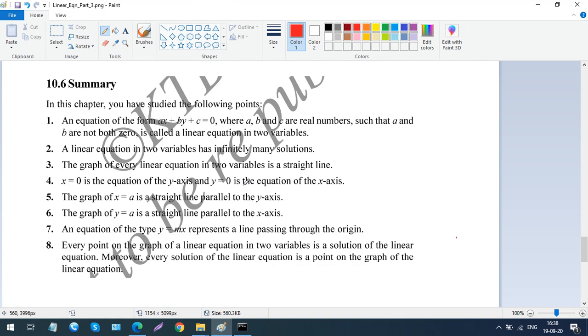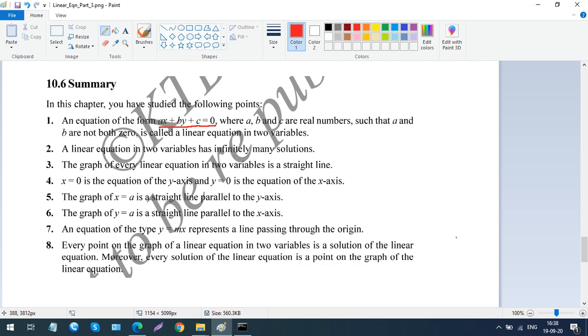I just wanted to go over these concepts with you, because you may get small simple multiple choice questions from these concepts. So we'll just quickly go over this. In this chapter you have studied the following points. An equation of the form ax plus by plus c equals 0, where a, b and c are real numbers such that a and b are both not 0, is called a linear equation in two variables.